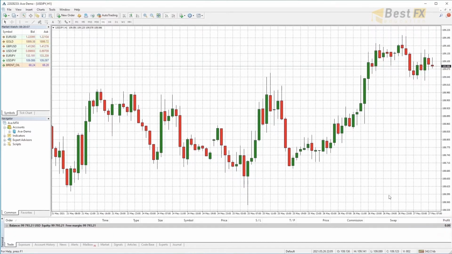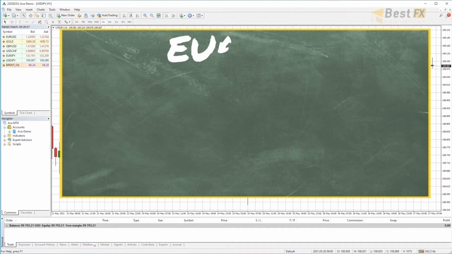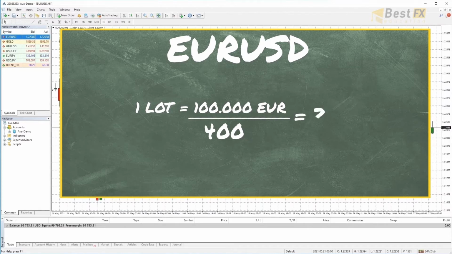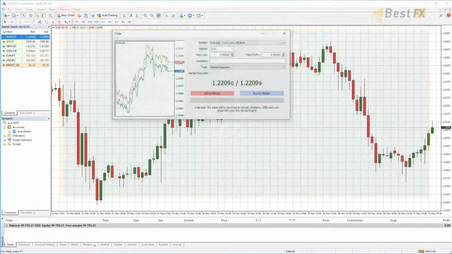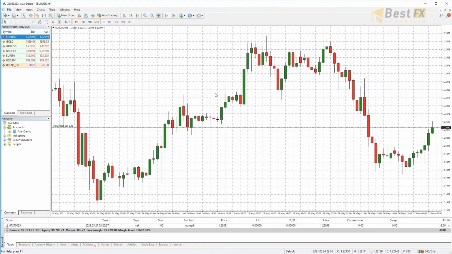Let's take the mostly traded pair, euro US dollar, as an example. One lot means a position with 100,000 euros in size. Because the leverage is 400, we will use 1 to 400 of the lot size, which amounts to 250 euros. In the previous example, we opened a buy position. Now let's open a sell position. The direction of the position does not matter in terms of margin.